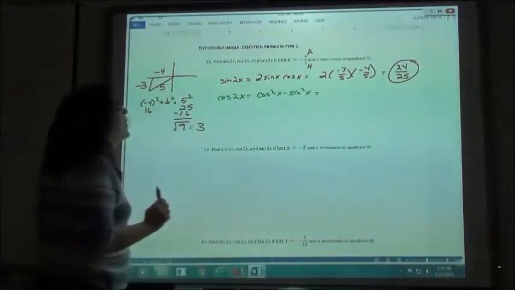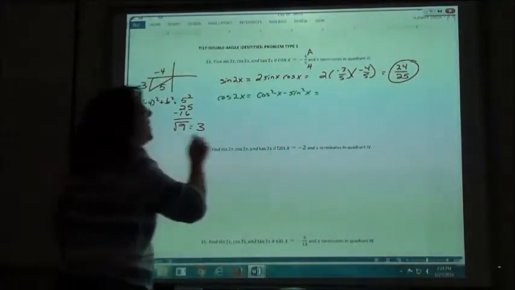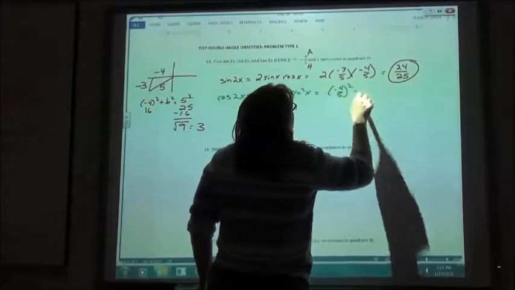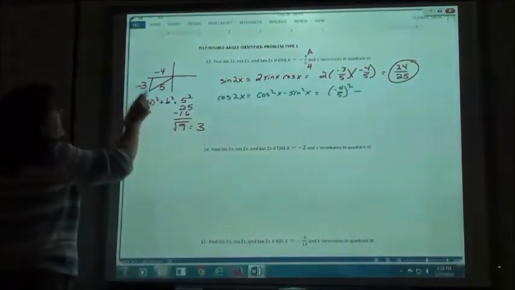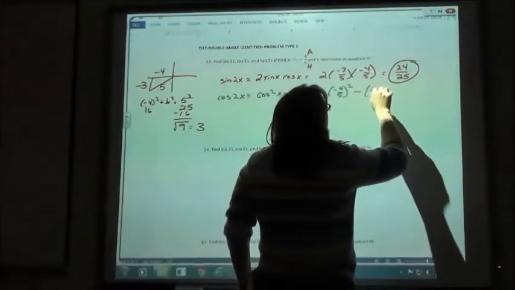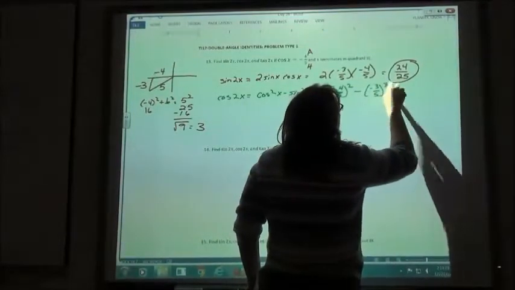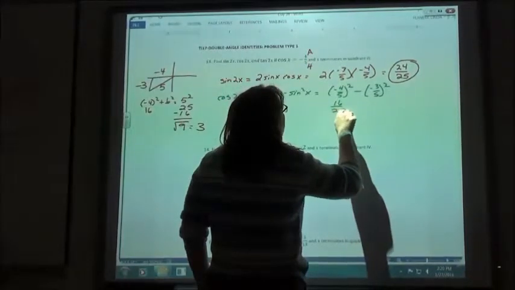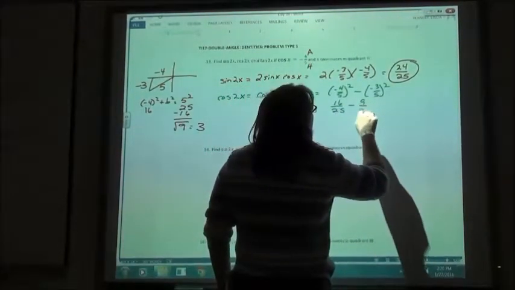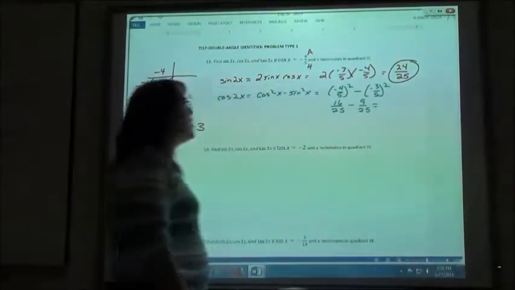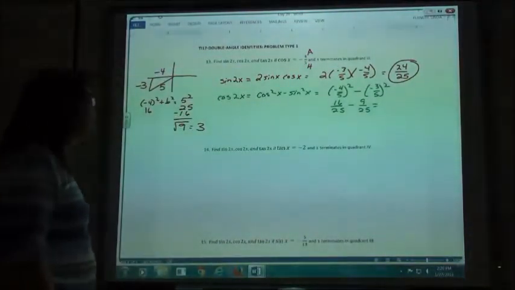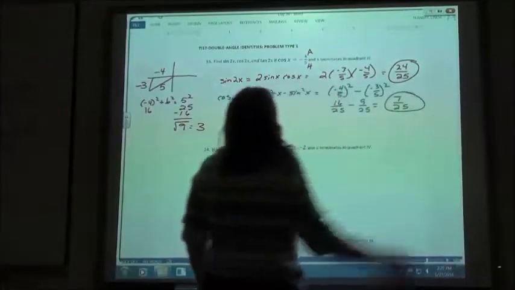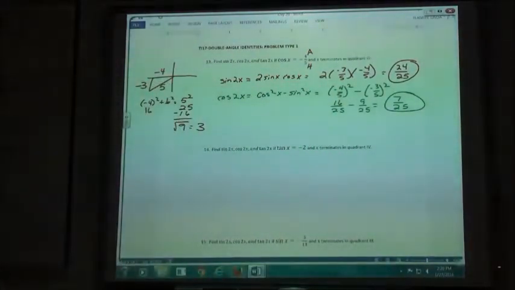So, the cosine was negative 4/5. Take my negative 4/5 and square it, minus my sine, which was negative 3/5. Got to square that. So I am going to here get 16/25 minus 9/25. And if I subtract 16 minus 9, I get 7/25. And that's my answer for cosine of 2x.